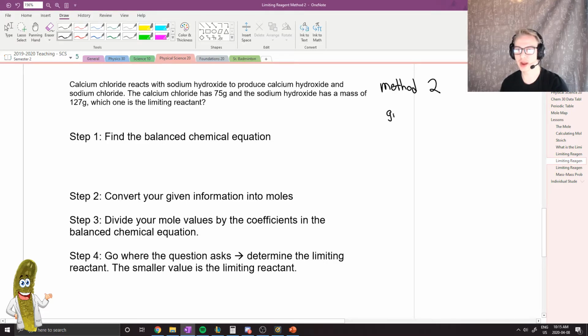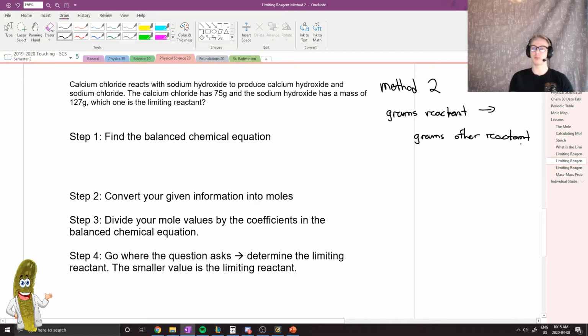is you go from grams of one reactant to grams of the other reactant. So the idea then here is we're going to compare the amount of grams that are required with the amount of grams that we've been actually given. I like this method easier.